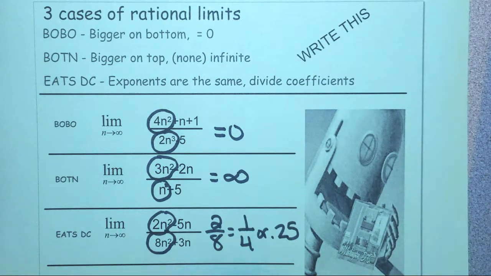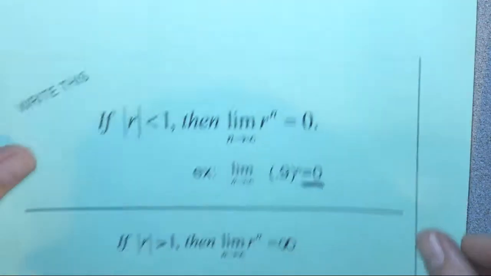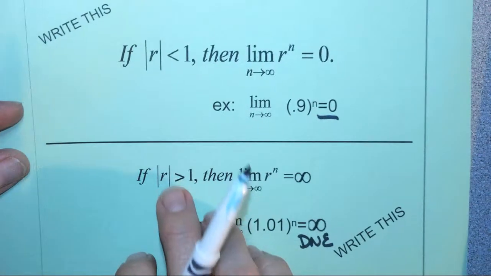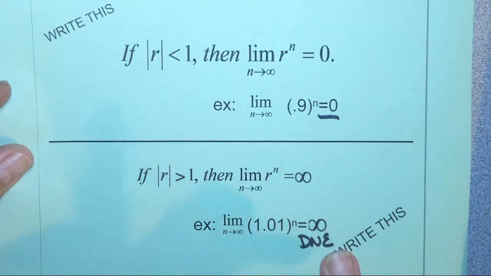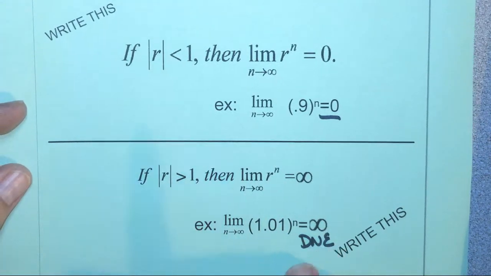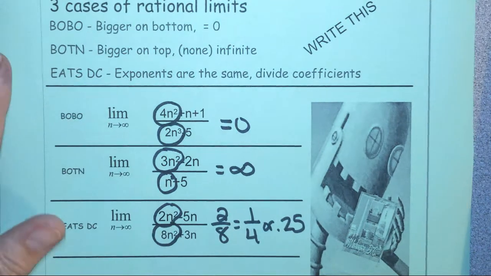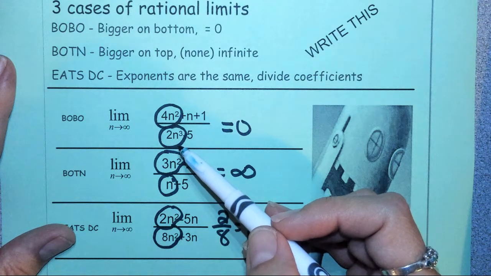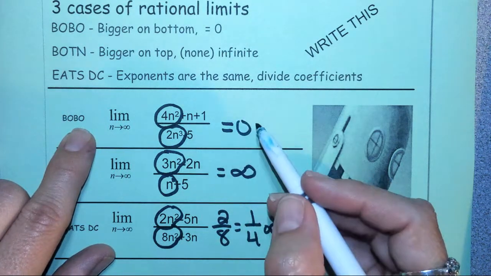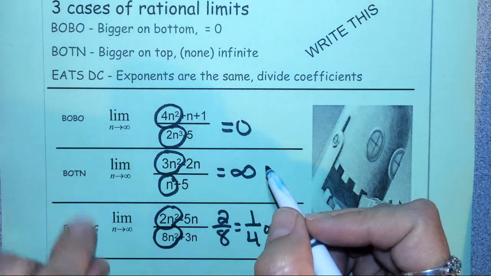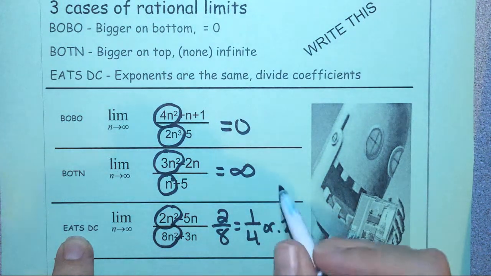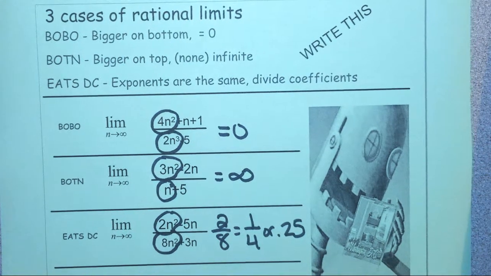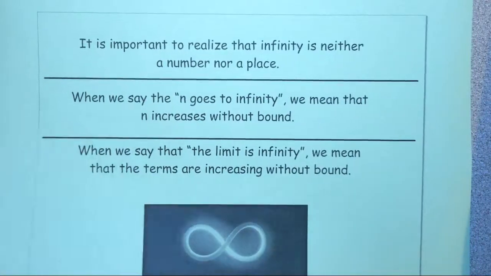So after we went over our special cases, we had if it was less than 1 and raised to a power, we approach 0. If it's bigger than 1 and raised to a power, it's going to approach infinity or does not exist. If we have rational expressions where we have n's on top and n's on bottom, we look at the exponents. If it's bigger on the bottom, it's 0. Bigger on top, it's infinite. If they're exactly the same, we divide the coefficients. So these are just some tricks so that when we do limits, it'll make it a little bit easier.